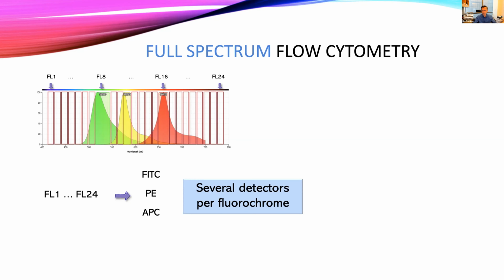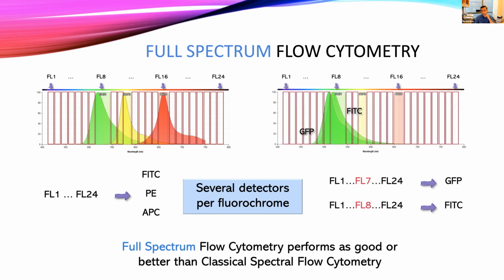However, with the added information, we can hopefully distinguish between fluorochromes that are very close. This is the case of GFP and FITC, for instance. This is a classical example already in full spectrum flow cytometry, where you can see that, although in classical flow cytometry using the, let me get the pointer here. Is it like this? Yeah, there we go.